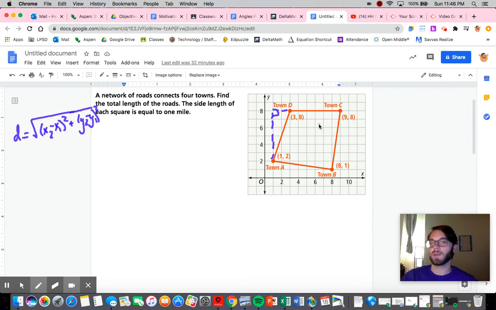All right, so we're trying to find the total length that connects these towns. So ultimately what we're being told here is we have a quadrilateral and we need to find the perimeter, and we're going to use the distance formula. Now, if we had lucked out, we would have gotten more than one side here that is either vertical or horizontal, but we only got one side like that.